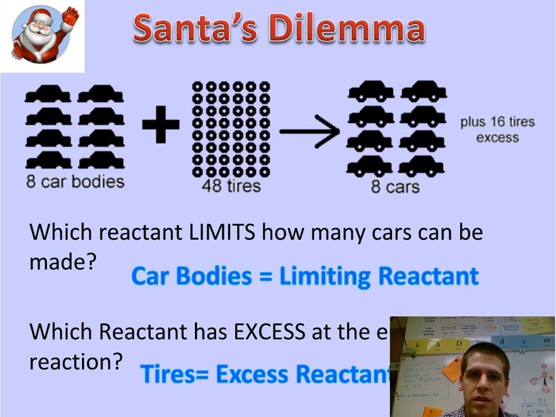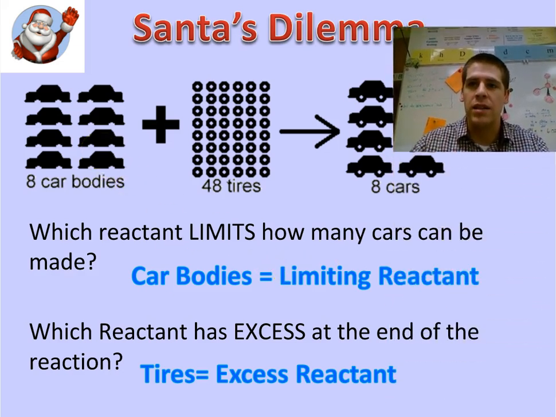A good example of this is anytime you're making anything, putting pieces together. So we're going to call this Santa's dilemma. Let's say he has 8 car bodies and 48 tires, and he wants to make cars. Obviously, there's going to be 4 tires per car, and so he's limited by the number of car bodies he needs. Right? It doesn't matter how many extra tires he has. He's done after he makes only 8 cars. Right? So which one limits the amount of cars he can make? The bodies does, because that's what he's going to run out of first.